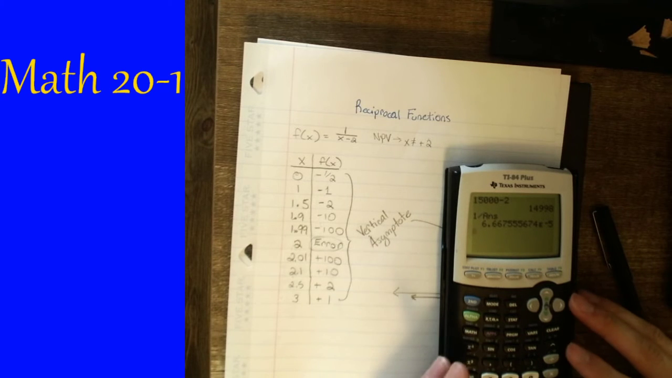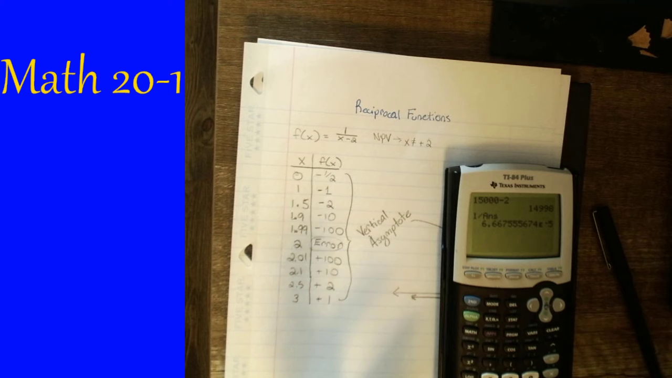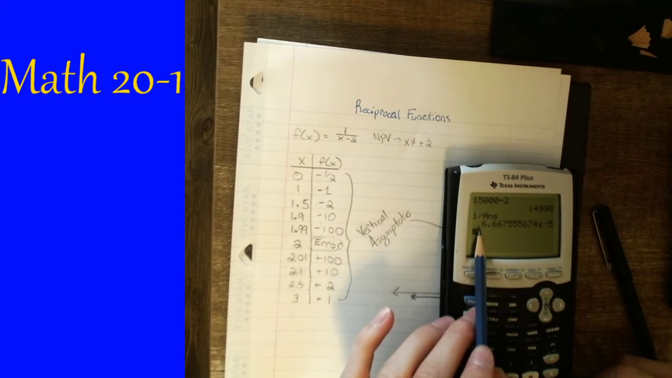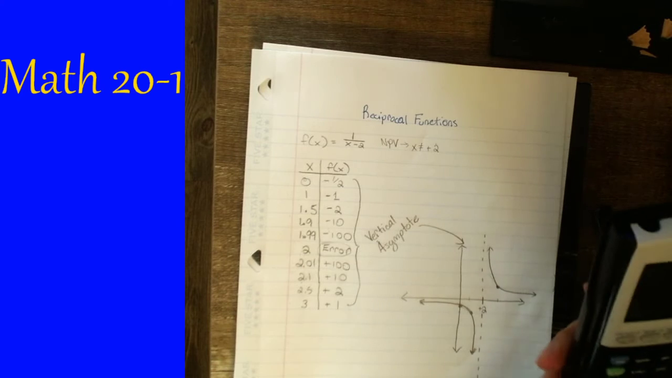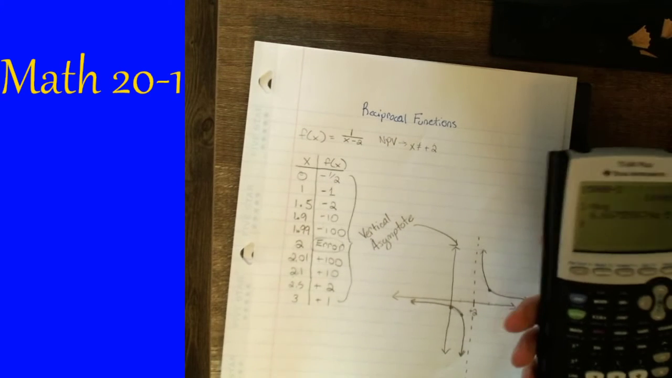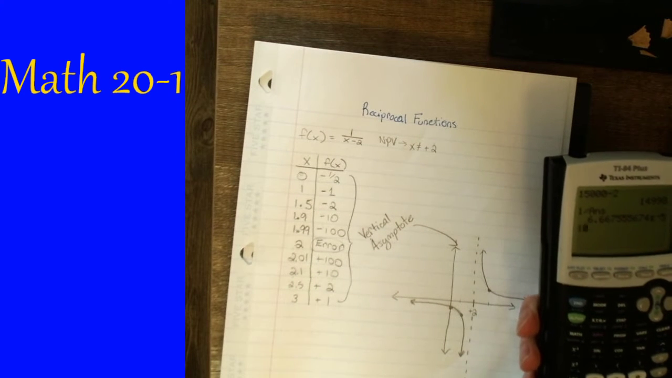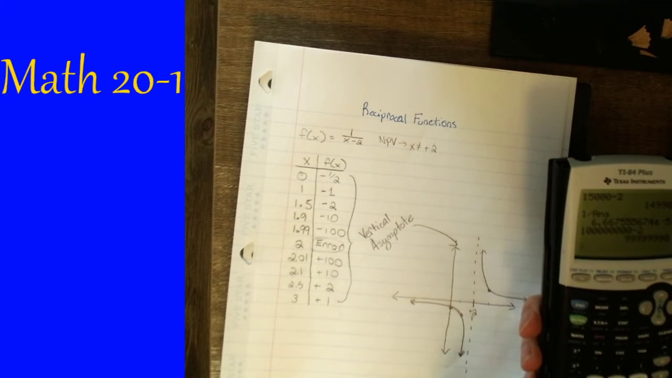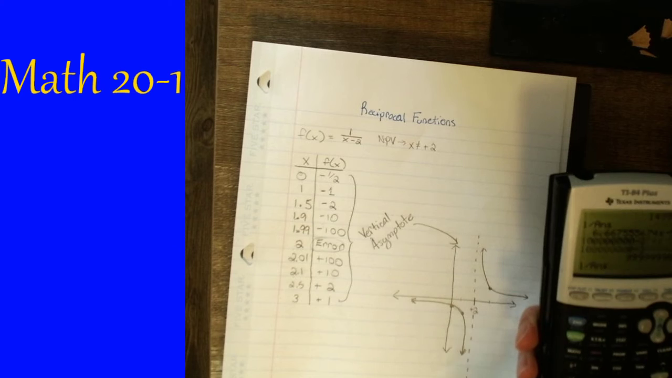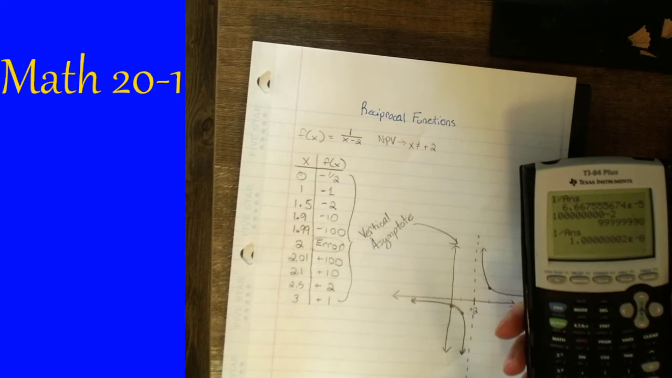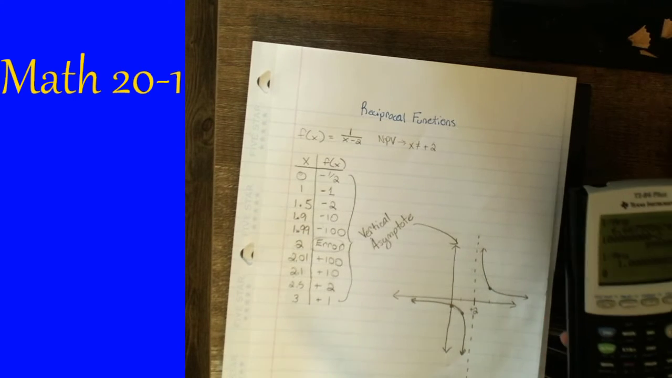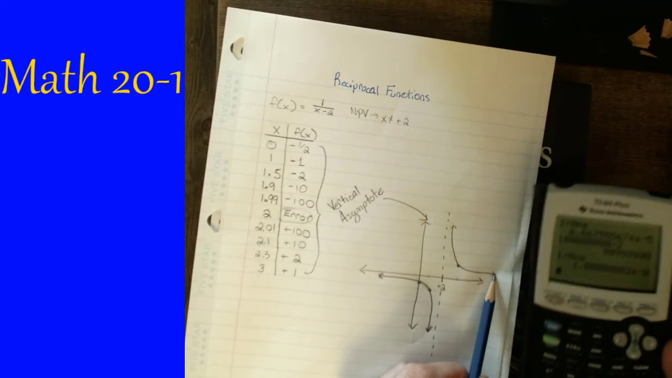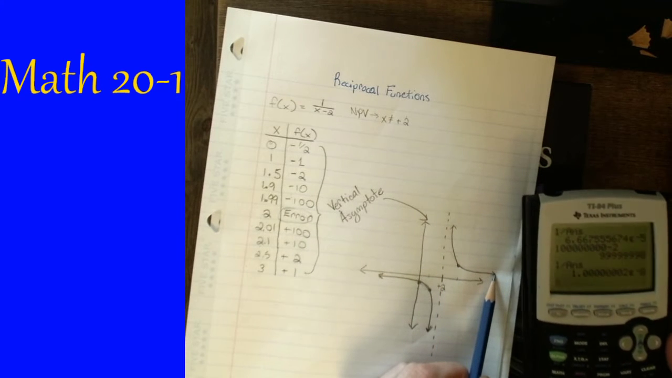6.667-ish times 10 to the negative 5 is a very, very small number. You'll also note that it's a very small positive number. So let's try one more. Also a very small positive number. So this is approaching 0, but it's never actually going to be 0.